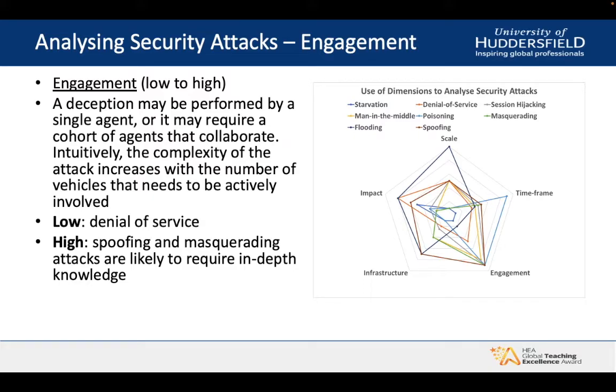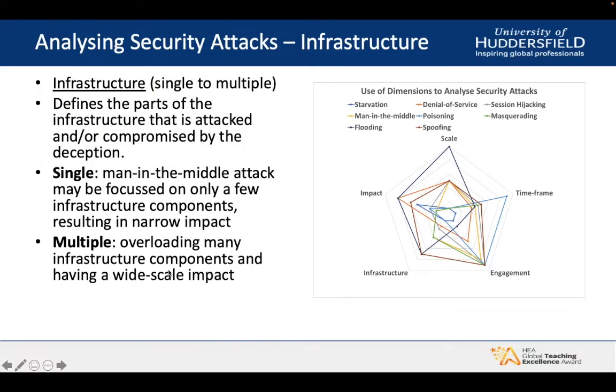It's quite important to consider the engagement, because if something is easy to do, then it's obviously likely to be more attractive to people with lower technical capability, potentially, which could mean it's open to a larger number of people to perform. Whereas something that requires a high level of engagement probably is going to be something that requires somebody with great technical depth and requires quite a lot of time as well.